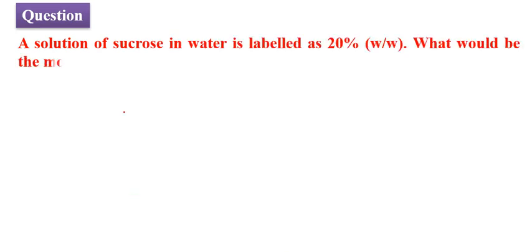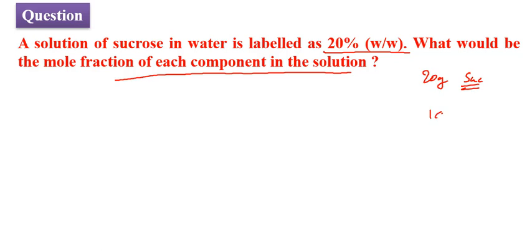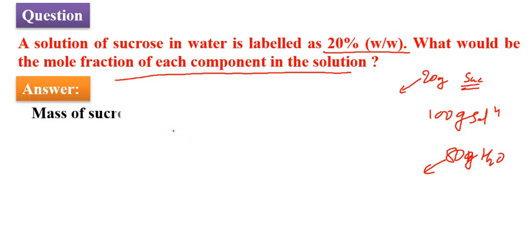Next, a solution of sucrose in water is labeled as 20% w/w. What would be the mole fraction of each component in the solution? Now 20% means what? 20 gram of sucrose is present in 100 gram of solution. That means 80 gram of water is there. Okay, you calculate these moles, then you can apply the formula.